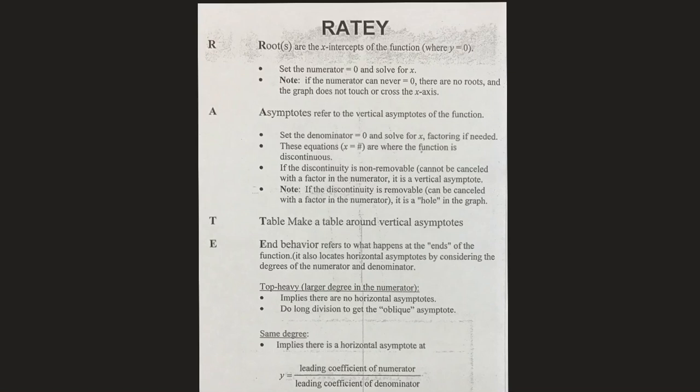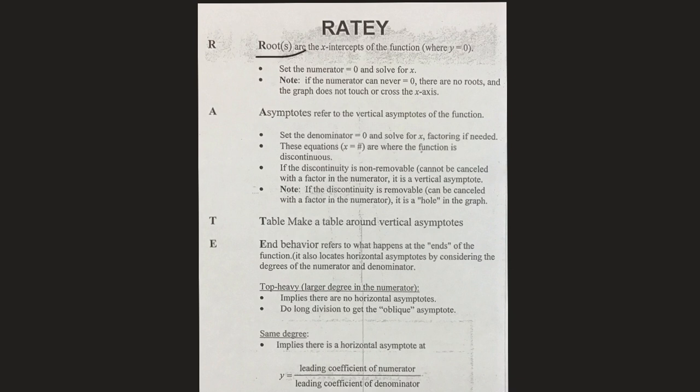Okay, students. This is the second day of our rational notes taking. Reminding that we have the 5 letters R, A, T, E, and Y that are finding our 5 properties or our 5 attributes of your rational functions so that we can graph, right? Our whole entire point is so that we can graph these things.